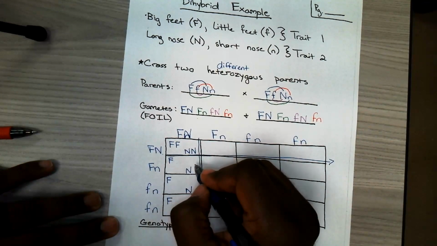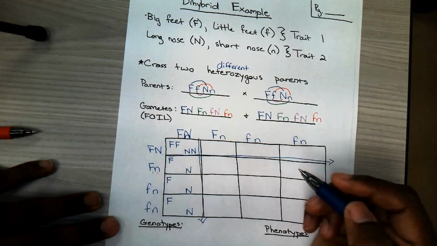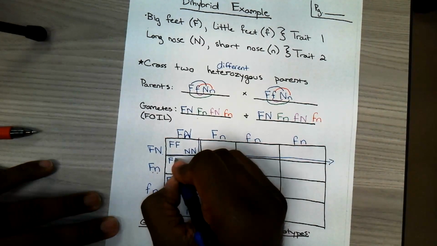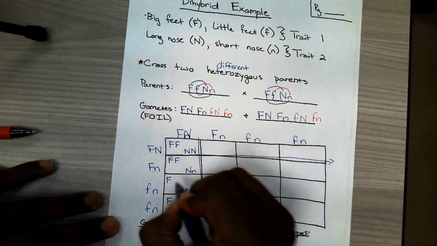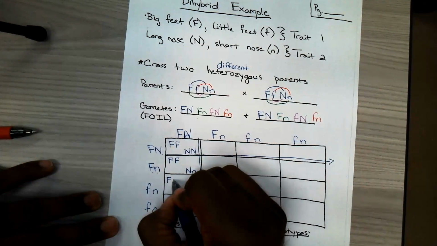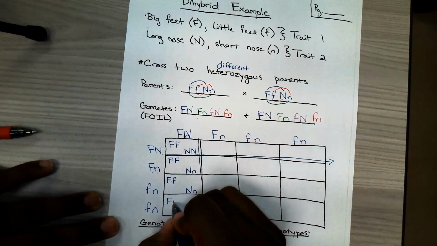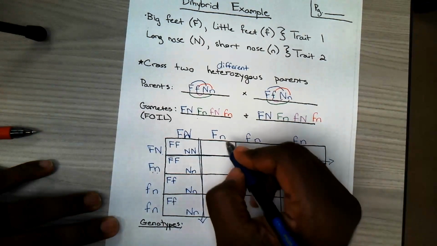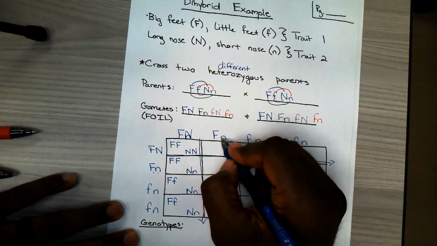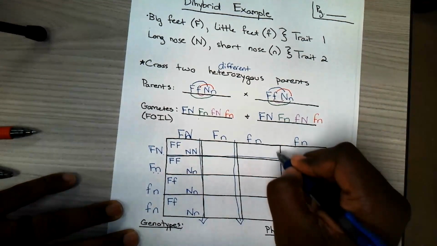So now, if I'm looking at this, we have a big F and a little n, right? So big F goes there, little n goes there. Little f in this box, little f goes here, little n goes here, little f here, little n, right? We're going to do the same thing because I know big F, little n in this box is going to come down.